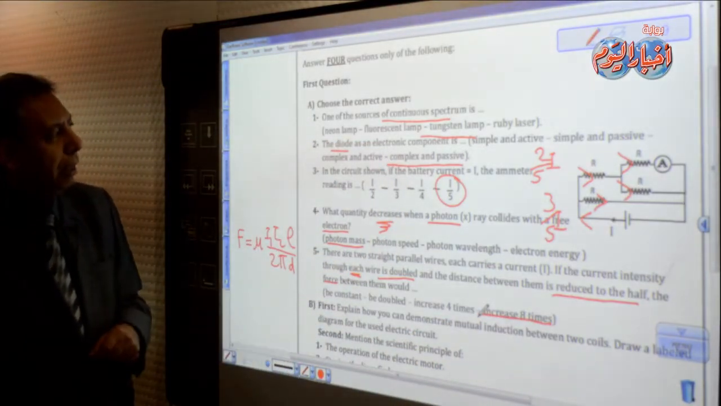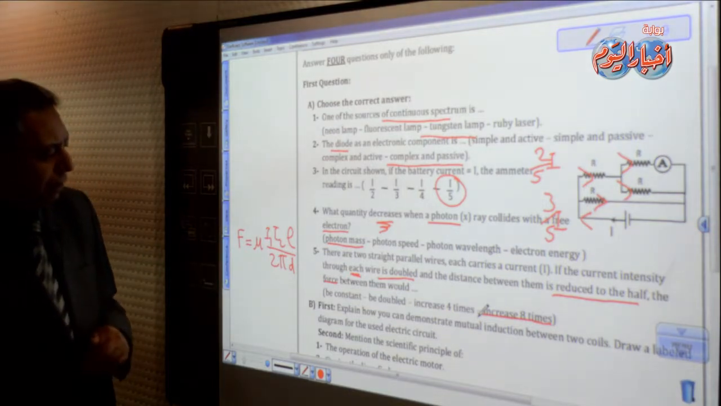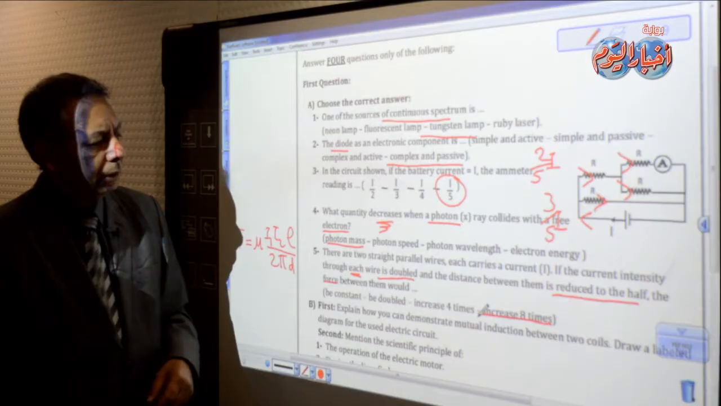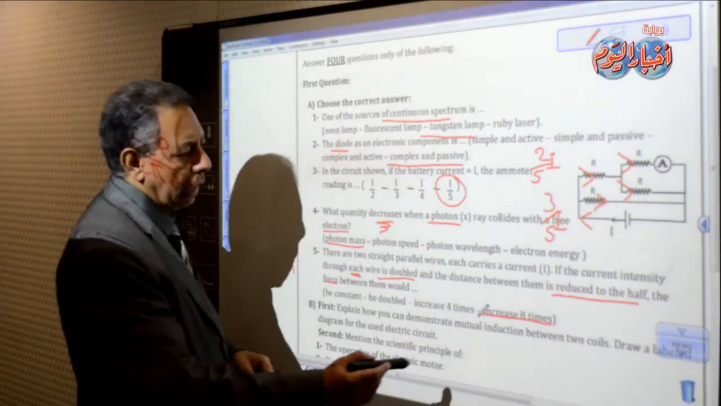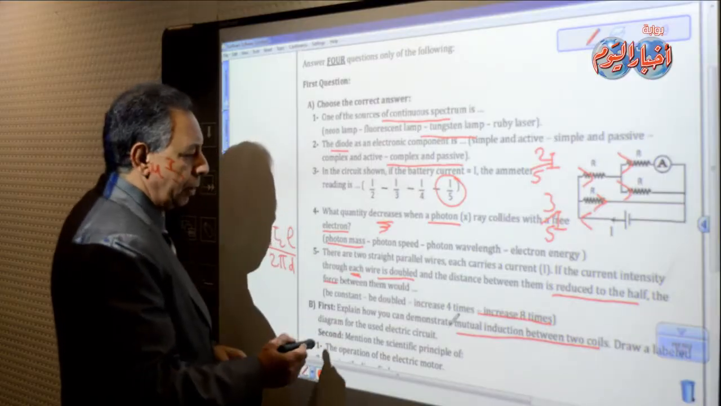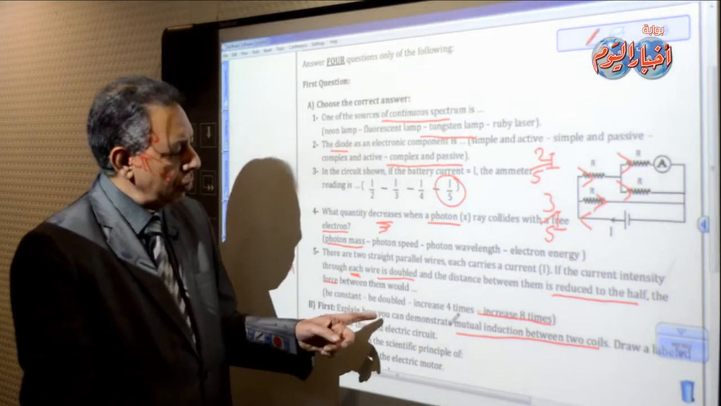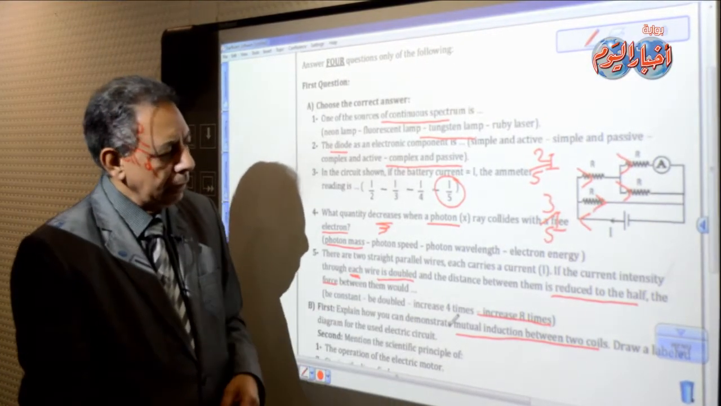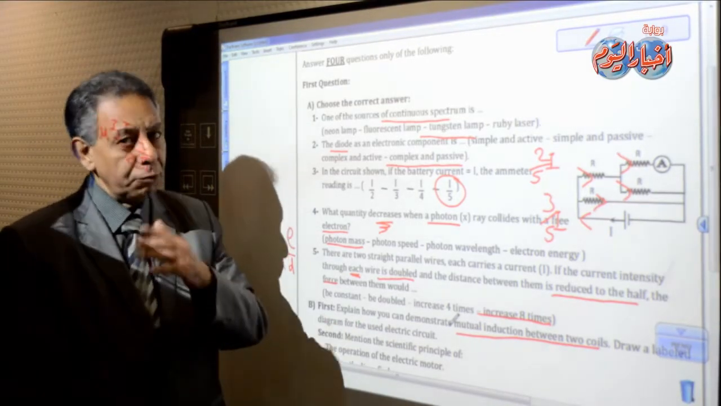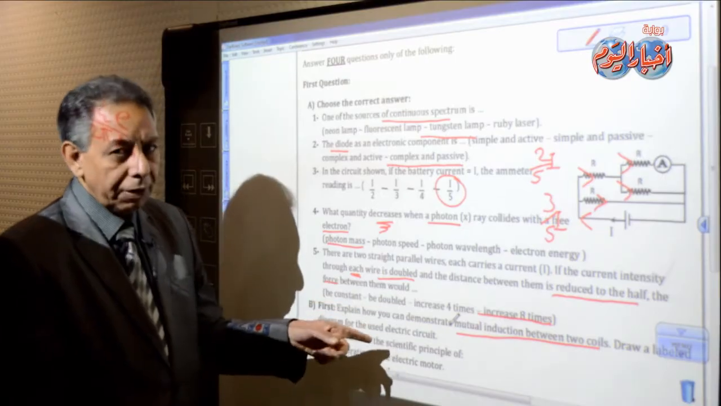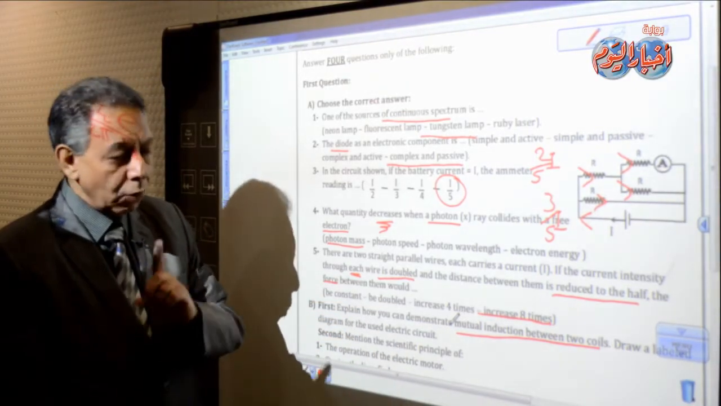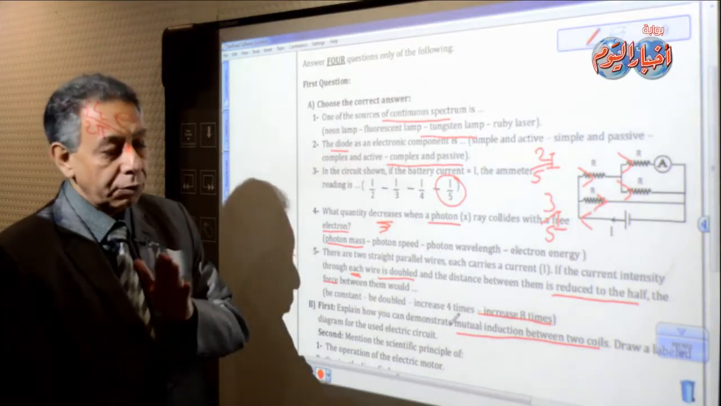Let's move to part B of this question. Question 1: Explain how you can demonstrate mutual induction between two coils. We have here an experiment. Explain how you can demonstrate means he needs an experiment. Draw a diagram for the used electric circuit. I have a word for you. When you have a question like this, you have more than one requirement.